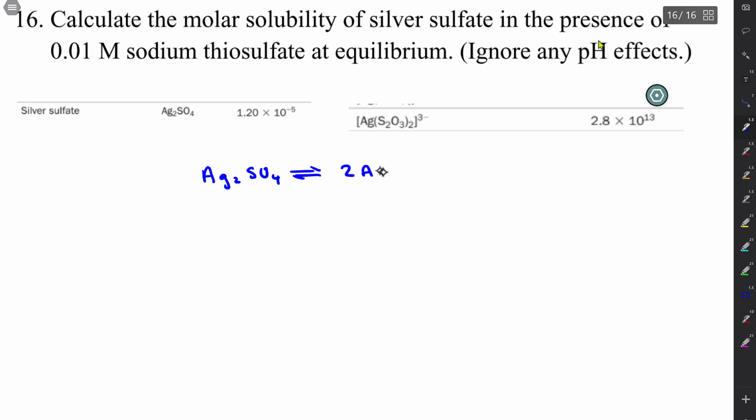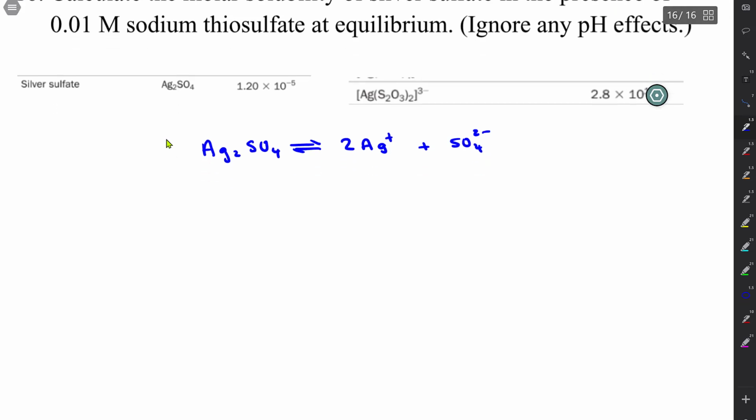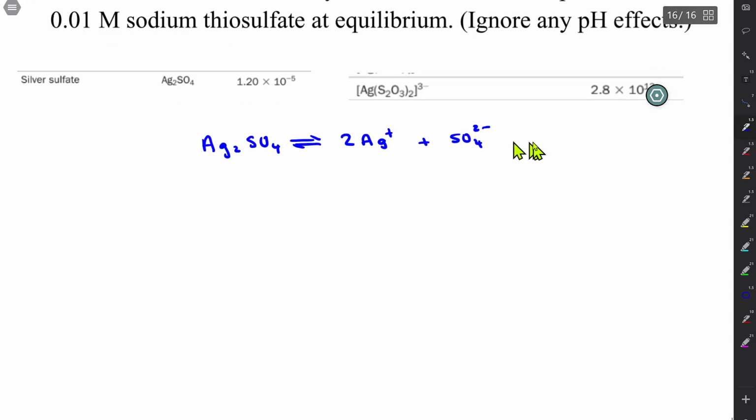So I get 2 silver ions, and then I get sulfate. And ions are all soluble, and if I don't write it as an ion, it's insoluble. So that way you don't have to write all the states. And this is going to be 1.2 times 10 to the minus fifth. That's the Ksp. And then I have to combine it with the Kf for silver thiosulfate.